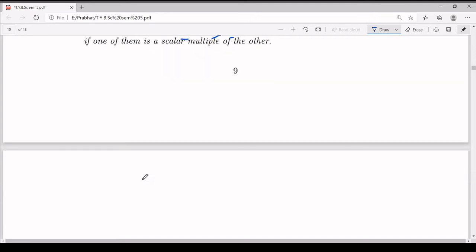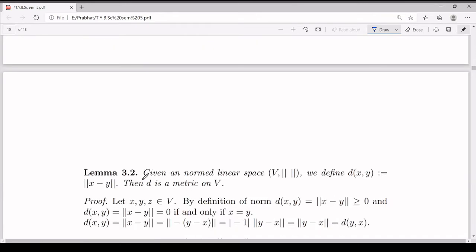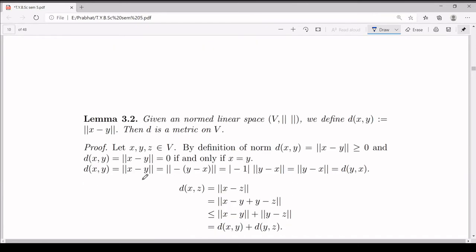Now the next thing, we will come back to our metric. So this lemma says that if you have a normed linear space, then you define your function d as d of x,y equal to norm of x minus y. Then the claim is that d is a metric on V.